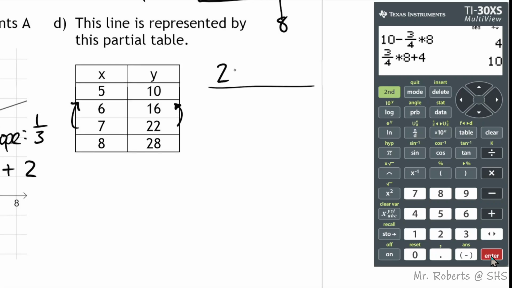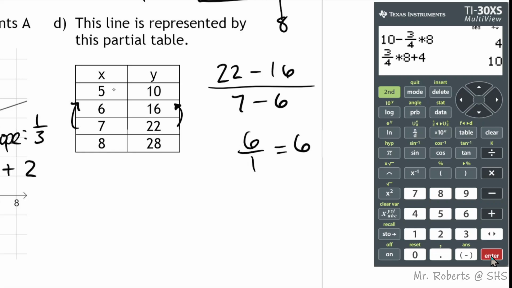Change in y is 22 minus the number 16. And then down below for change in x, I'm just going to write 7 minus 6. Well, 22 minus 16 is 6. And 7 minus 6 is 1. So it looks like my slope is 6. Every single time x increases by 1, y increases by 6.